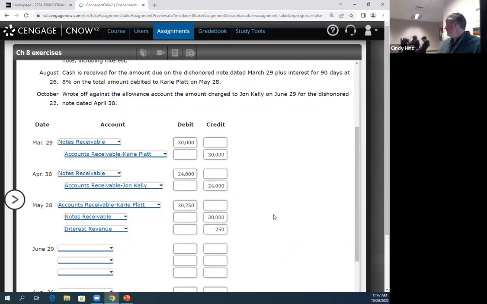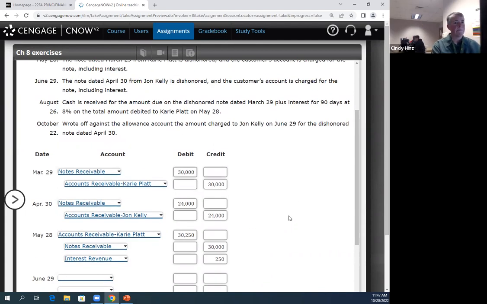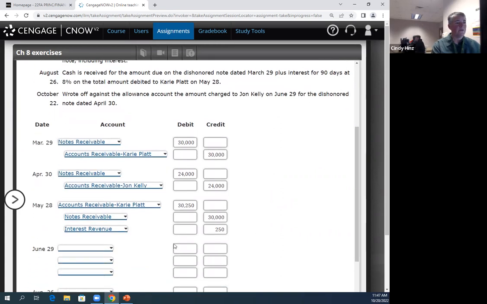She only agreed to pay that interest for 60 days. So we don't get to carry that forward. We don't assume that she's going to continue to pay that interest. The note has matured, and even though she dishonored it, we need to get it out of notes receivable and move it back to accounts receivable. She still owes us that money plus interest now. Try that same calculation for John Kelly when he unfortunately dishonored his note.